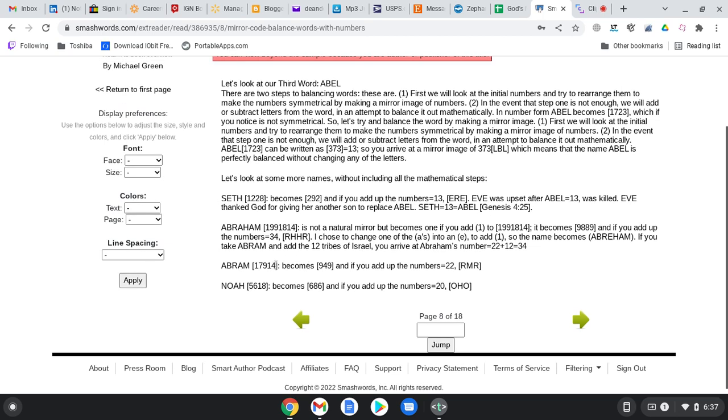Abram can be written as 17914. If you switch the numbers around, you can see that it becomes 949, which is 22. So you can make a mirror out of Abram by turning it into 949.